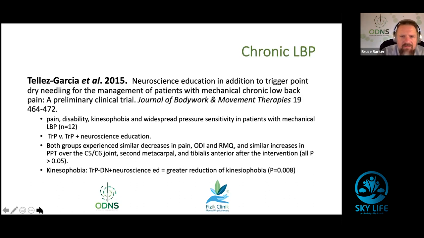Did both groups improve? Absolutely. Both groups experienced similar decreases on all those outcome measures, but only the kinesiophobia group did better with neuroscience. Okay, so there you go. If you're wondering how all those STarT Back programs and all that work, where do I employ the neuroscience? It's for those guys who show yellow flags or a high score on STarT Back.